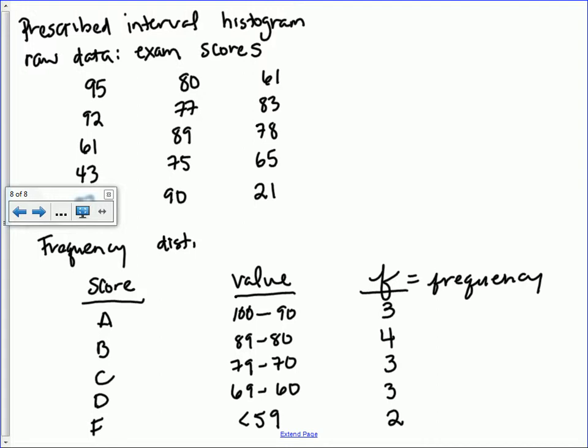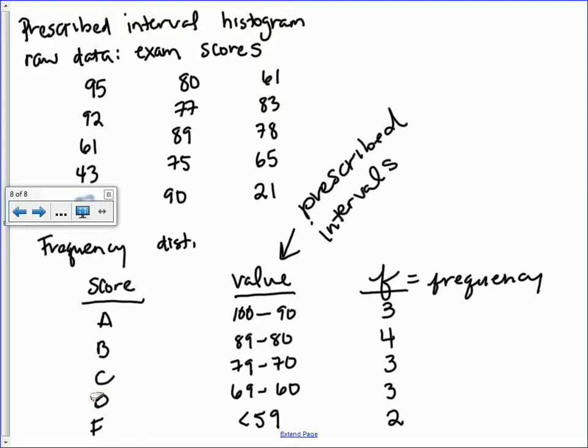What's key to notice is that these are the prescribed intervals. I didn't make those up. Everyone knows that an A is 100 to 90, 89 to 80, all of that. So those are the prescribed intervals, and we just labeled the frequency within those intervals. And we can then create all kinds of information from this.